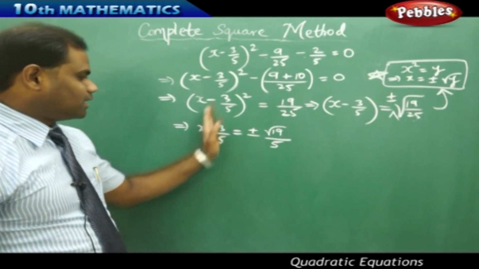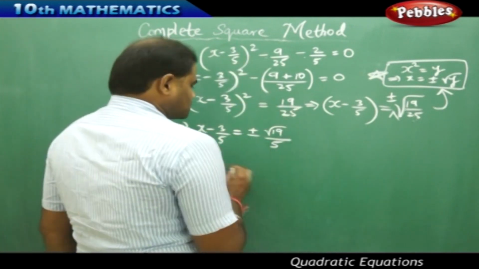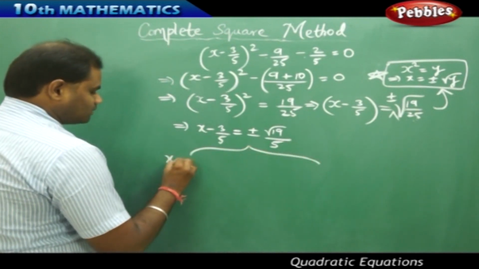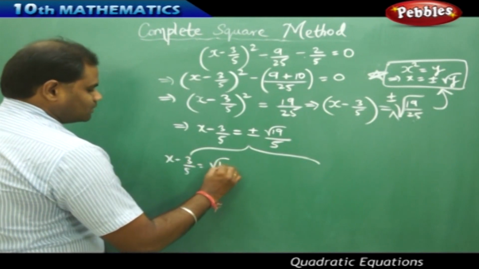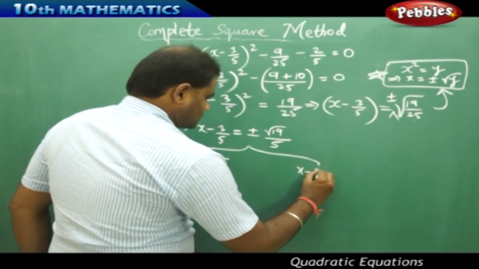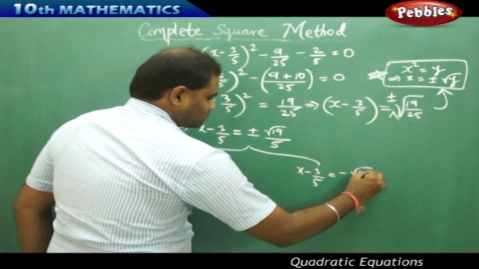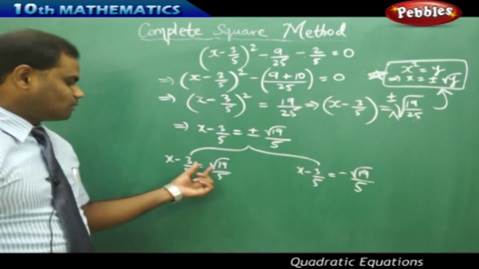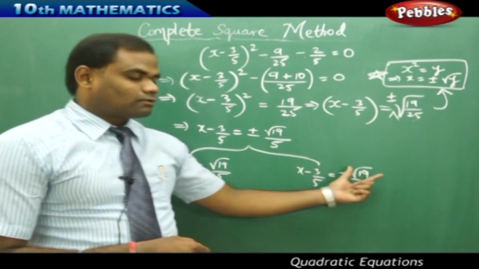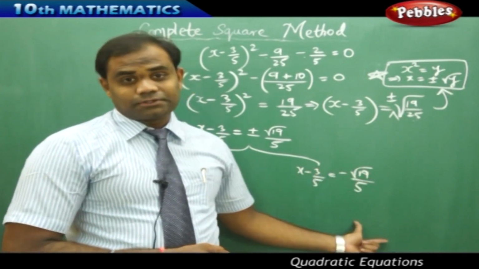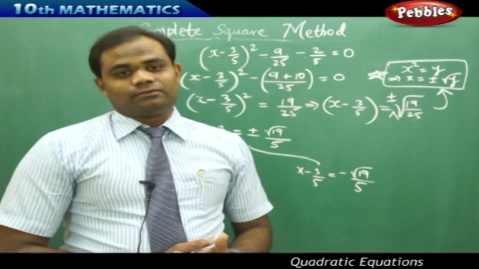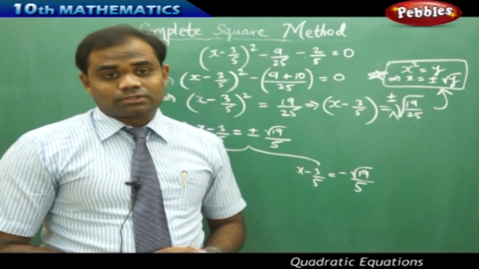This constant on the left is again taken to the right with two values, where I get one of them with plus and one of them with minus. x minus 3 over 5 is root 19 over 5, and then again x minus 3 over 5 is minus root 19 over 5, is how I get one plus and one minus. Thus, the plus gives me one solution of x and the minus gives me the second solution of x. Therefore, I'll get two solutions for a quadratic equation with degree equal to 2, at most two solutions.